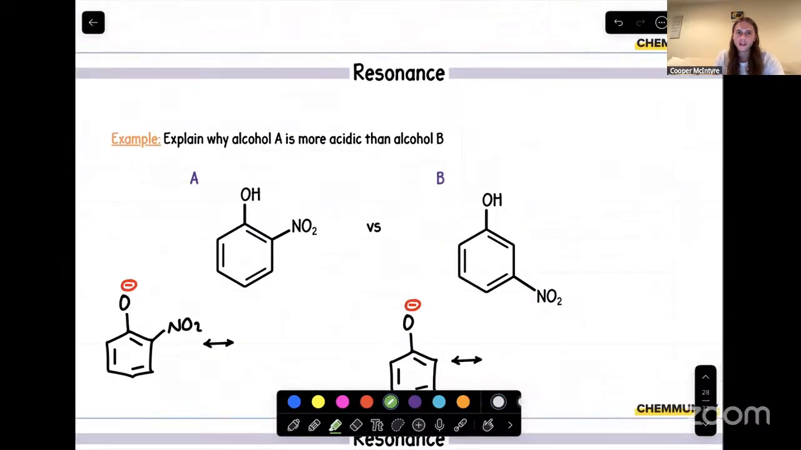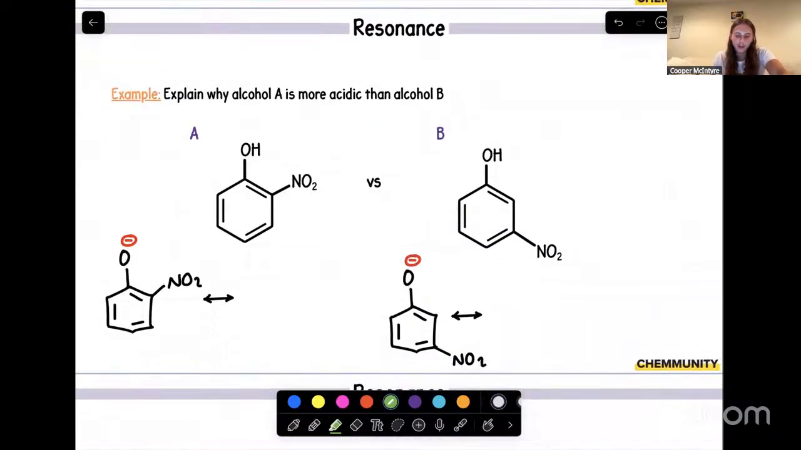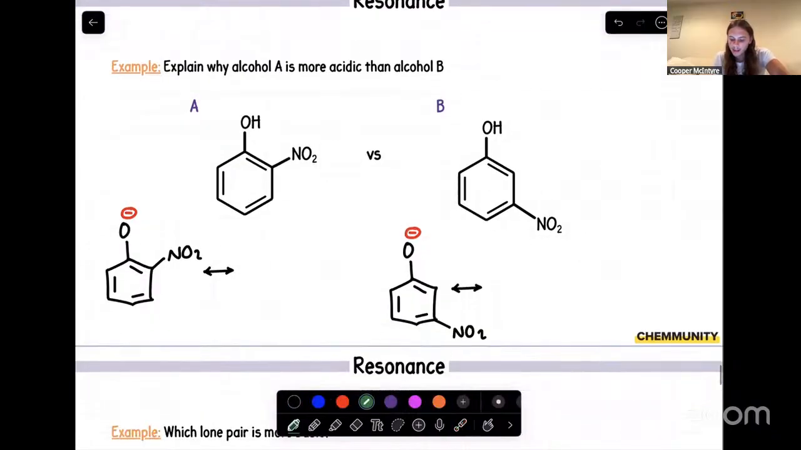Then moving on to our next example, we want to explain why alcohol A is more acidic than alcohol B. Now, what we can do is draw out the conjugate bases and see any factors of stability we have. In this case, we still have a negative charge on both oxygens if we're looking at both conjugate bases, but more specifically, these nitro groups moved their positions on our ring. So we'll see how moving those positions on the ring can affect the basicity of it.